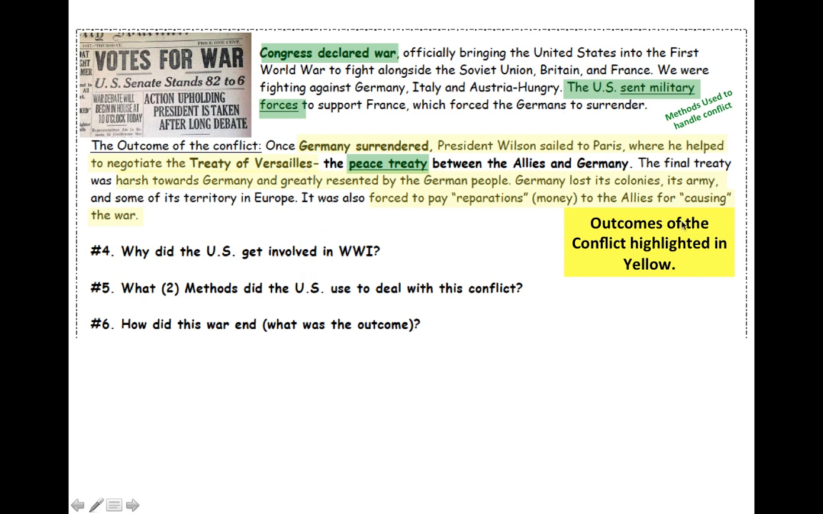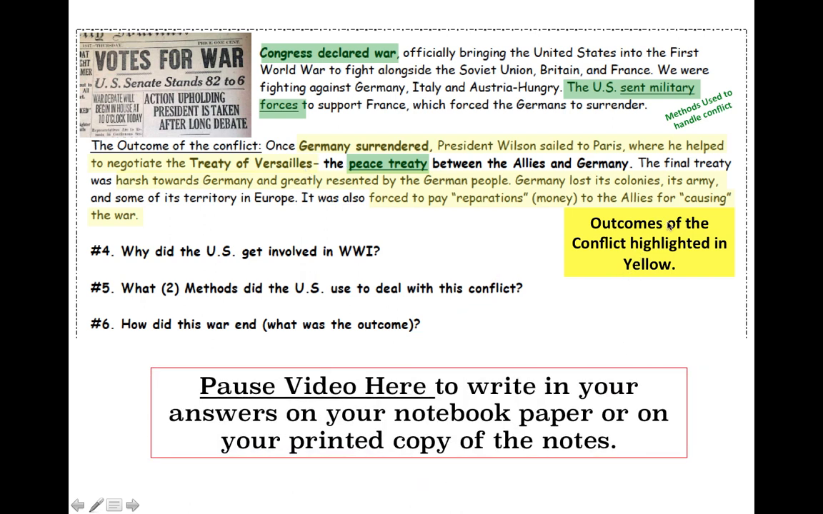So I highlighted in yellow for you guys the outcomes of the conflict. So Germany surrendered. President Wilson sailed to Paris and negotiated this Treaty of Versailles. The peace treaty was one of our methods used, but it's also the Treaty of Versailles. You need to know that term for your homework. Treaty of Versailles is one of our outcomes as well. And you need to know how the Treaty of Versailles impacted Germany.